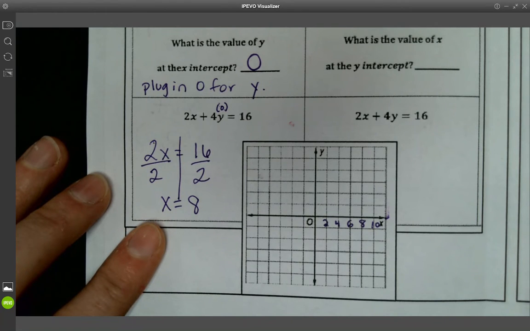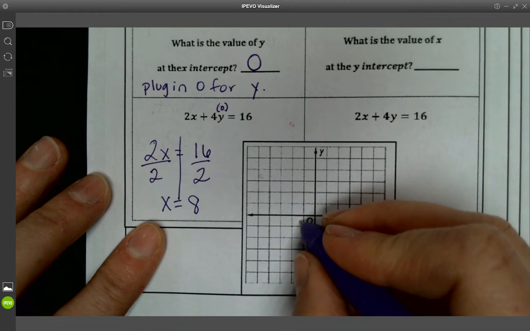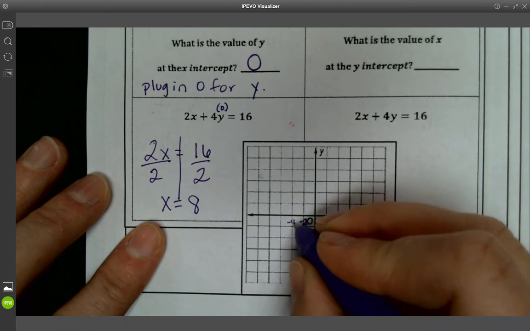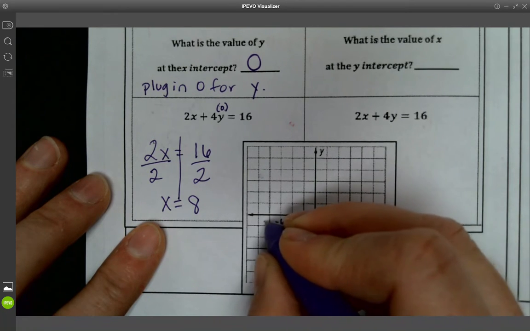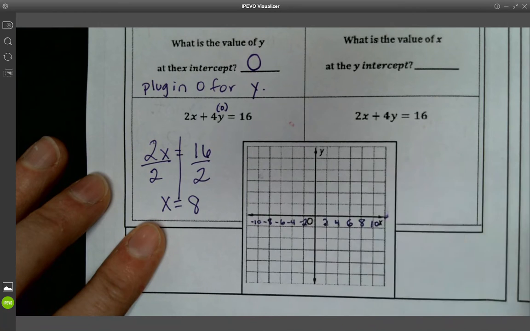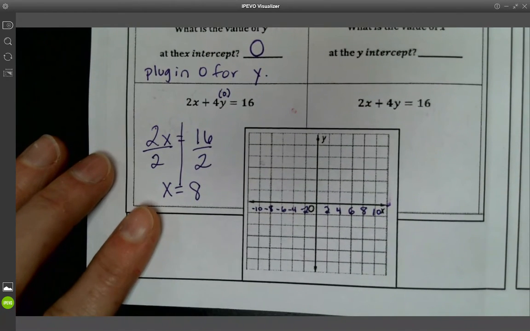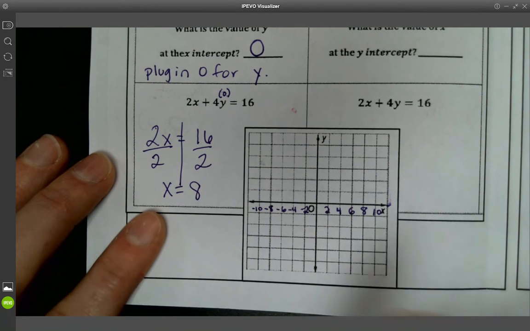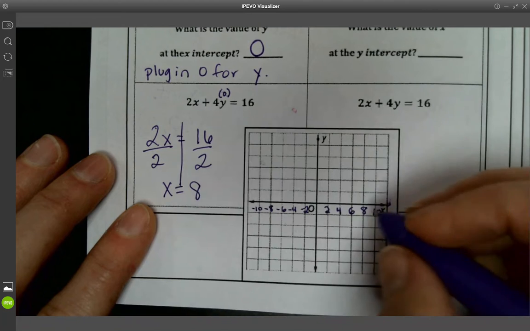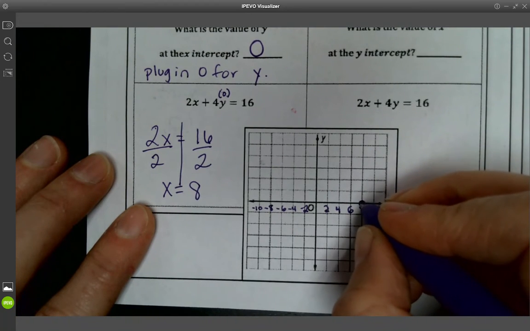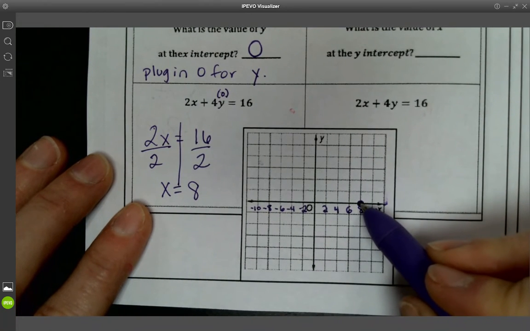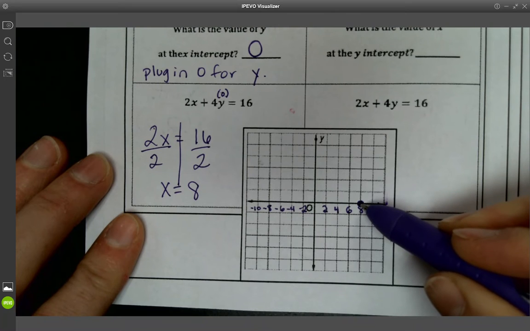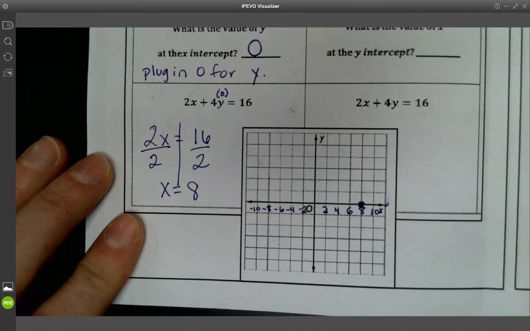So I'm changing the scale. All right, now do -2, -4, -6, -8, -10. So at x equals 8, that's our x-intercept. So go ahead and put a dot there for our x-intercept. So we have 1 point.